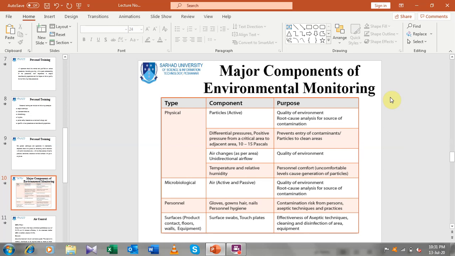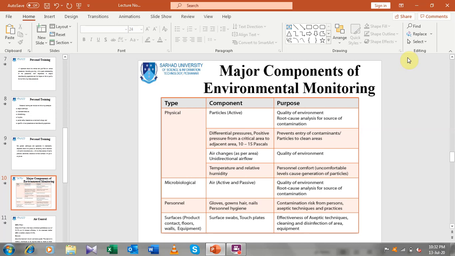The third type is personal: gloves, gowns, hair, nails, personal hygiene. These are the components of personal monitoring that I have told you about in the previous lecture about personal contamination. Possible contamination is on the gloves that the personnel wear, and on the gowns, hair, nails and personal hygiene. These are the components of personal environmental monitoring. We should check these.